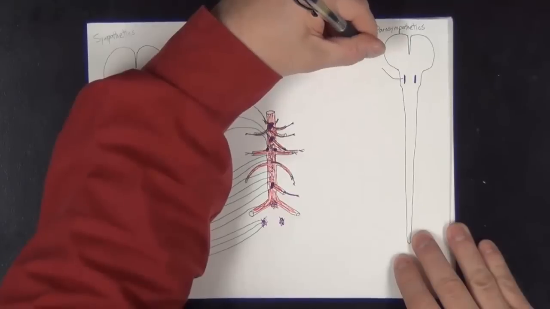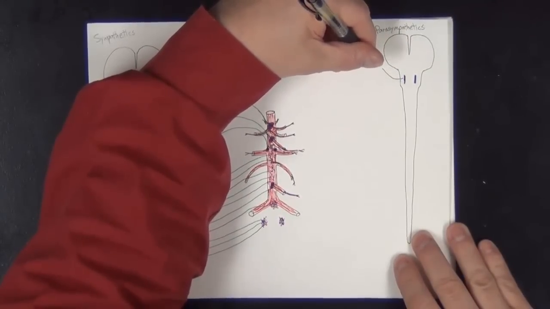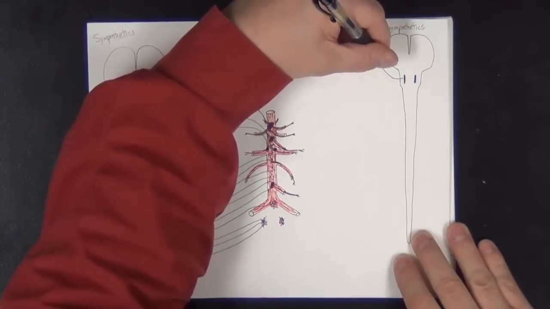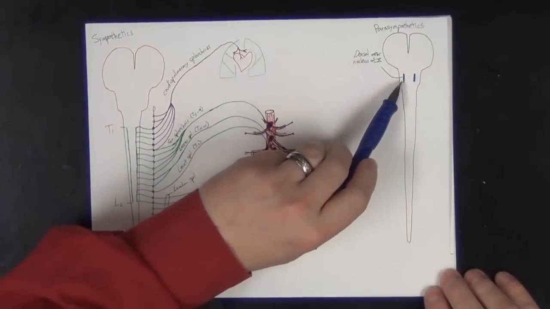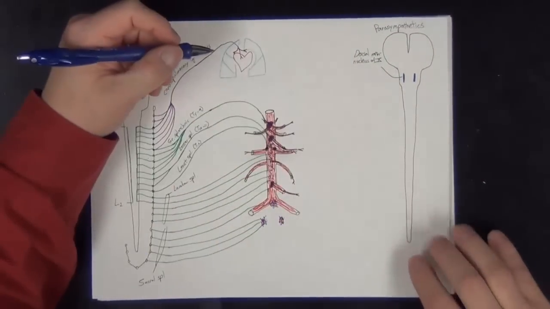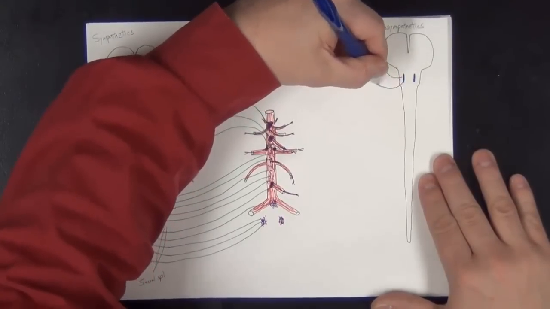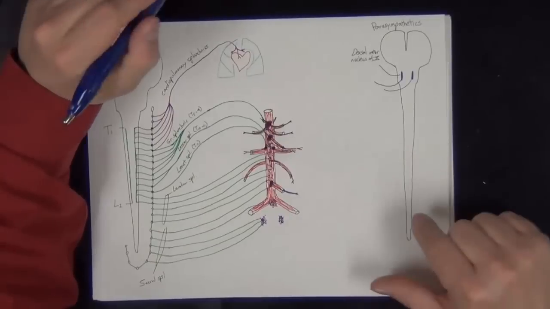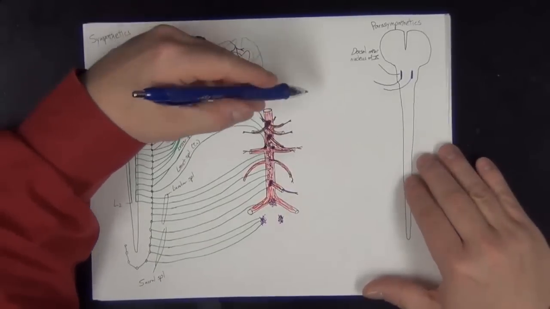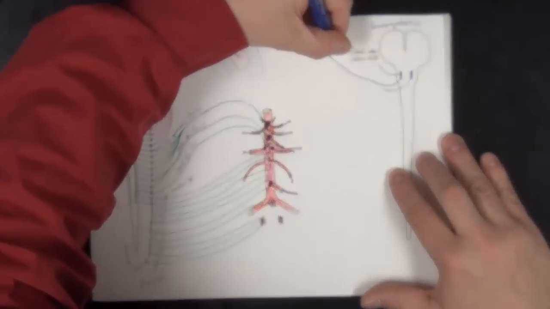dorsal motor nucleus of the vagus, or dorsal motor nucleus of 10. Not to be confused with David Tennant. This is the vagus nerve, the 10th cranial nerve. And the right and left vagus nerves extend from the medulla down along the anterior region of the neck, and they reach the thoracic cavity, and there they're going to innervate the thoracic viscera.